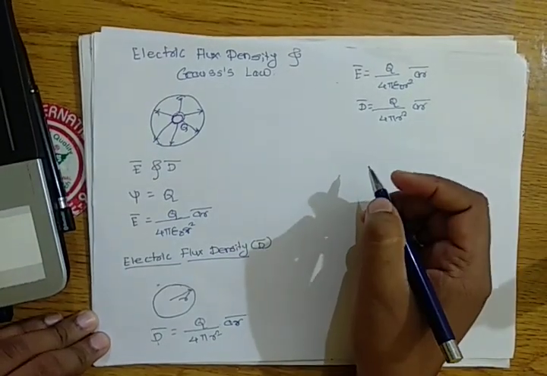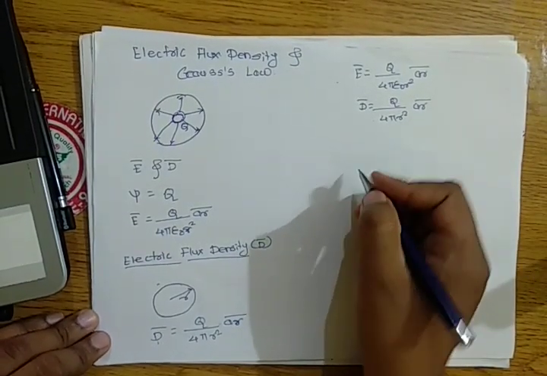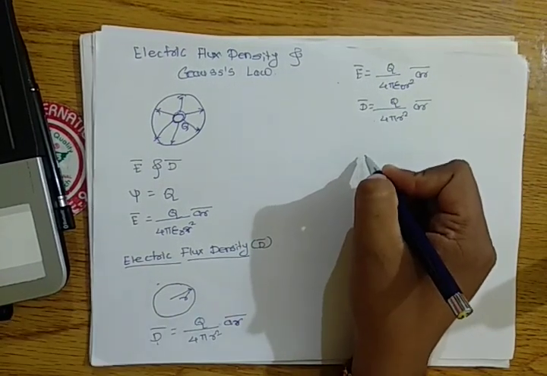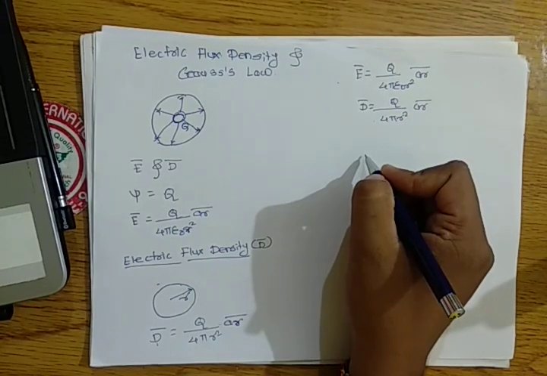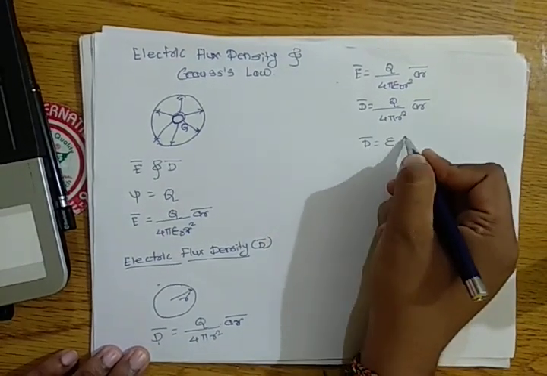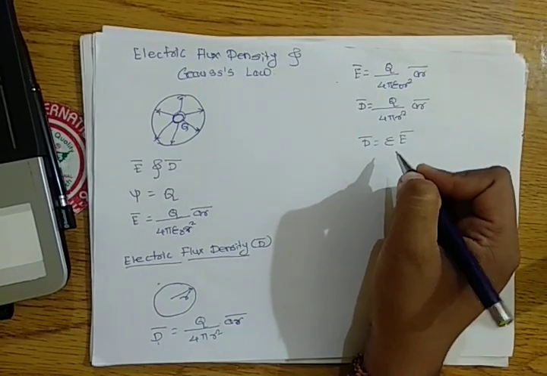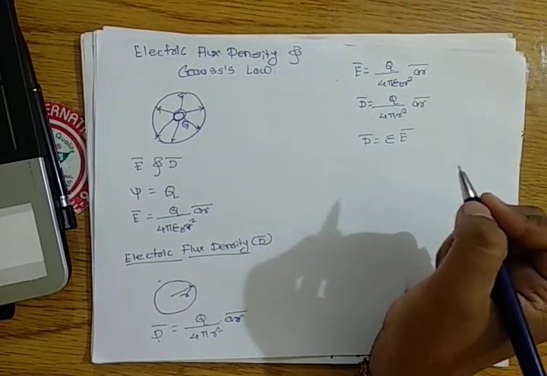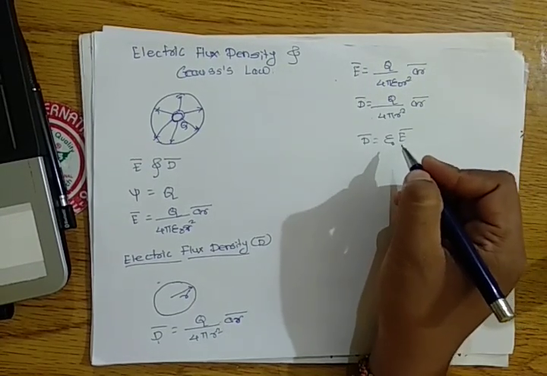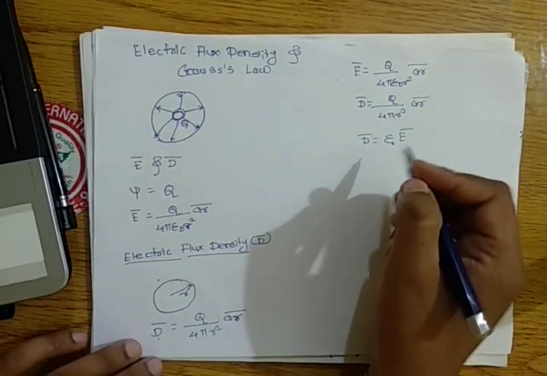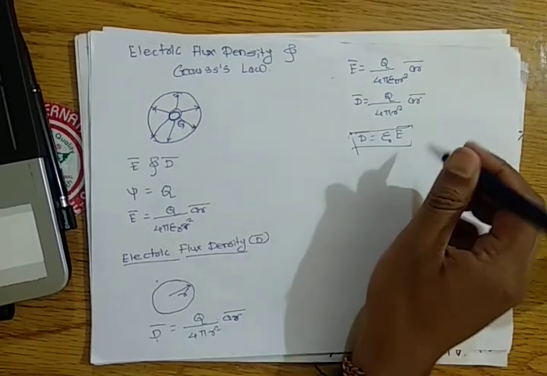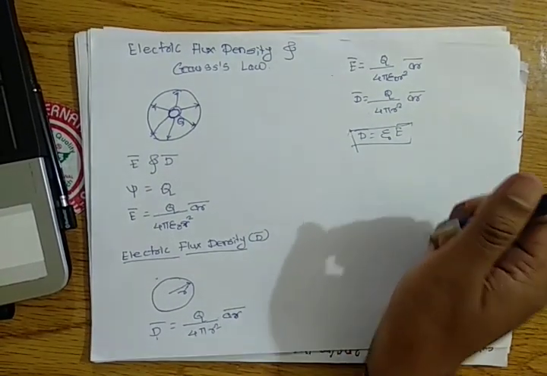So how can we redefine this? D bar is equal to epsilon E bar. If you multiply epsilon with E bar, you will get D bar. Epsilon 0 is for vacuum, or epsilon is used for different materials. So this is the relation between D bar and E bar, and we will require this relation every time.